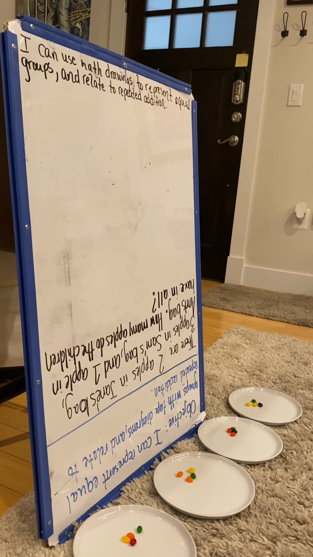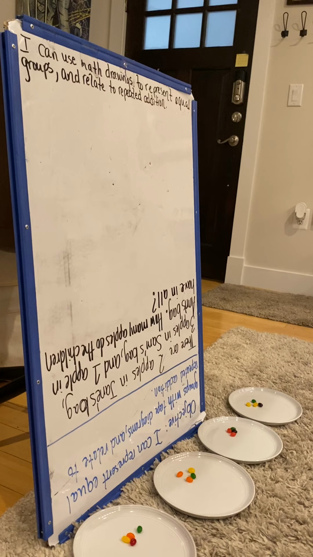Hopefully you all have been doing your distance learning work packets, working on repeated addition. So today we're going to continue with repeated addition. Today's objective is: I can use math drawings to represent equal groups and relate to repeated addition.